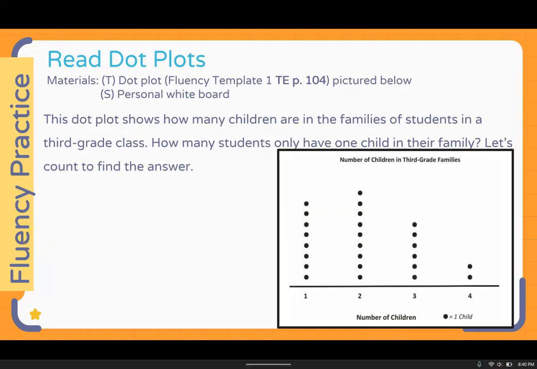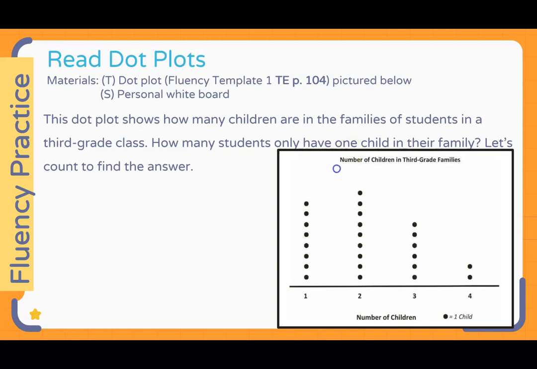Okay, so like I was saying, this is a dot plot. It is the same as a bar graph. The only difference is they're using dots. We have the titles right here. We have the number of children. Here are all the numbers. And then we have 1 dot equals 1 child. If you drew it in your journal, good. If you already had this page, great. Now we're just going to label.